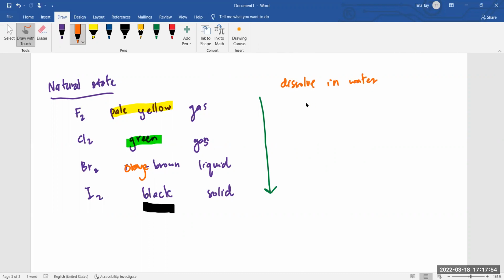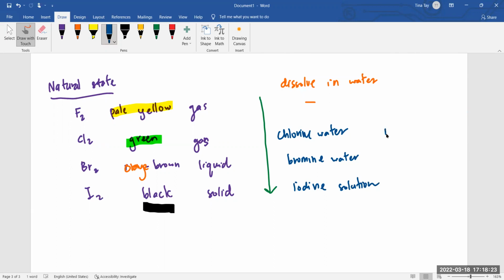We don't use fluorine. Nobody uses fluorine. It's too reactive. Everybody in your lab will die. We don't use that. But we dissolve chlorine in water. We call it chlorine water. Although we call it chlorine water, the formula is still Cl2. Bromine is called bromine water. And iodine is called iodine solution when we dissolve them in water.